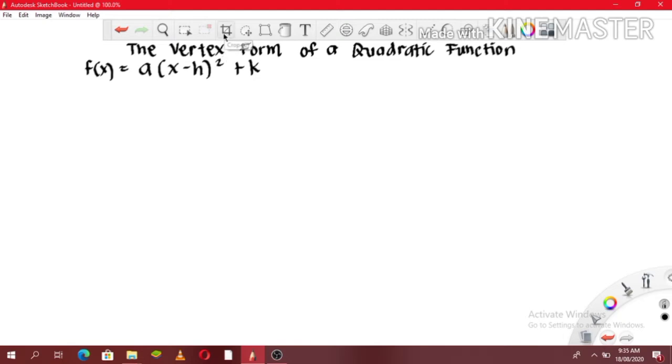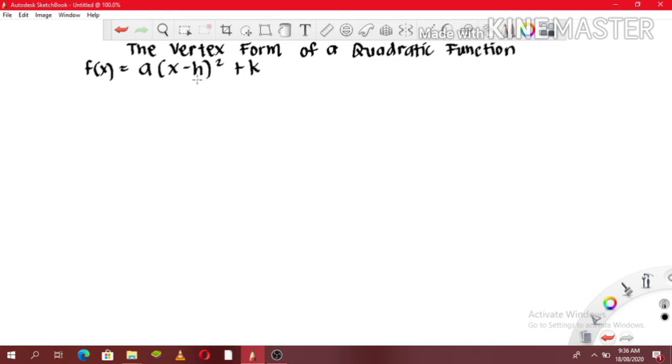Sa una nating discussion, na-discuss lang natin yung general form ng quadratic function. So, ngayon, paano natin gagawing vertex form ng isang quadratic function? So, dito, nakikita natin na we have a. So, madali lang po natin mailalagay yan because we have a, b, and c in the general form of a quadratic function. We have x. So, x lang po talagang isusulat dyan.